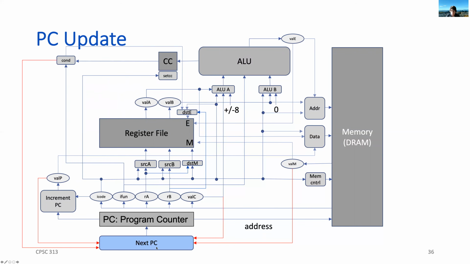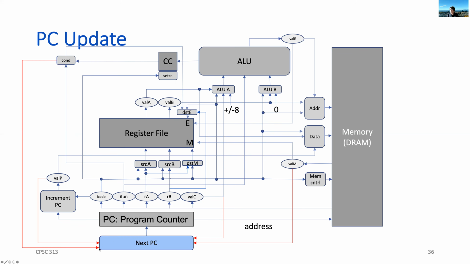And then to decide what we're going to do, we need to route the output of the condition code in here, because if we have a conditional jump, that's going to determine where we go. And we're also going to need val-c, because in jump instructions, the address is one of those 8-byte quad words, and that comes from val-c. So we feed val-c, val-m, val-p, and the condition code. And based on those, we're going to figure out what the next value of the program counter is.